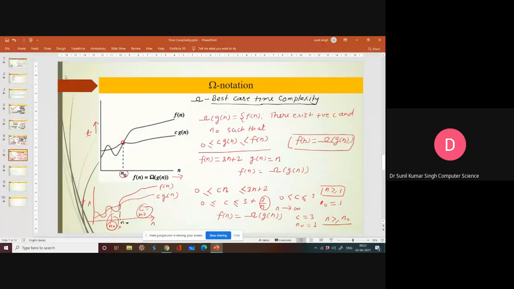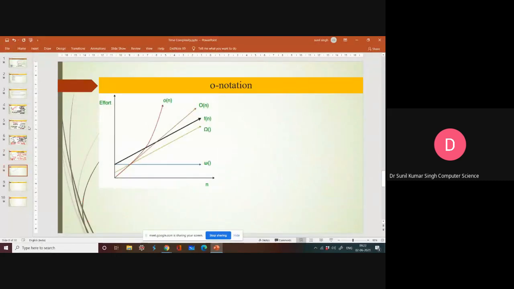So this is about big omega notation. Big omega notation represents the best case time complexity. So these are the three notations for time complexity, and there are another two notations. Let me discuss that also. Small o notation, and there is another notation, small omega notation.